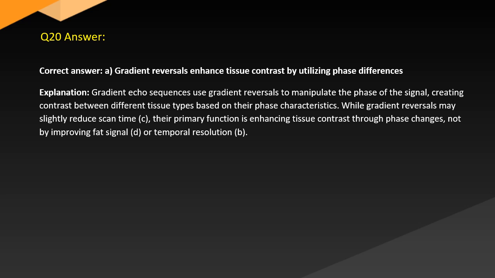Answer. Correct answer A. Gradient reversals enhance tissue contrast by utilizing phase differences. Explanation. Gradient echo sequences use gradient reversals to manipulate the phase of the signal, creating contrast between different tissue types based on their phase characteristics. While gradient reversals may slightly reduce scan time, C, their primary function is enhancing tissue contrast through phase changes, not by improving fat signal, D, or temporal resolution, B.